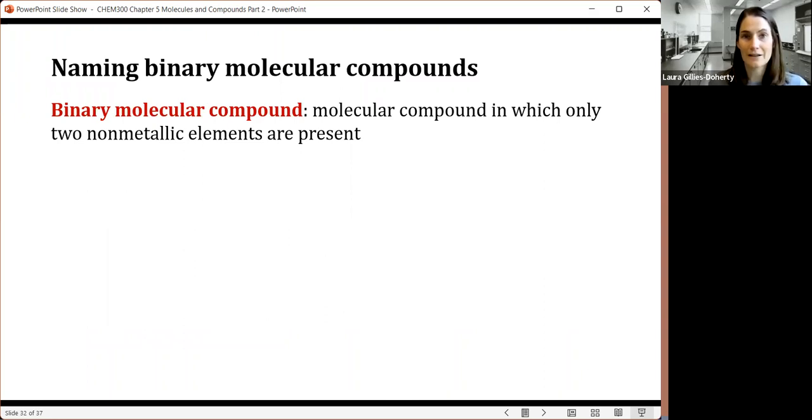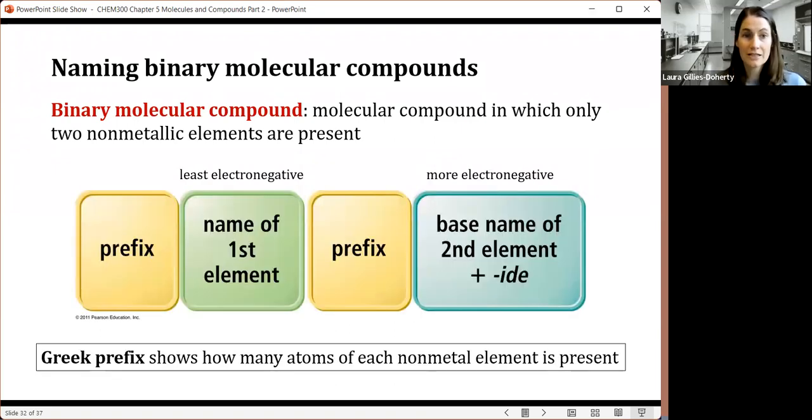So let's talk about naming binary molecular compounds. A binary molecular compound is a molecular compound in which only two non-metallic elements are present. So you're only going to have two types of atoms, and they're both going to be nonmetals. To name them, we use Greek prefixes to show how many atoms of each nonmetal is present. So we always place the least electronegative of the two nonmetals first. So that's going to be farthest left and down on the periodic table. And then we put the more electronegative of the two nonmetals second in the name.